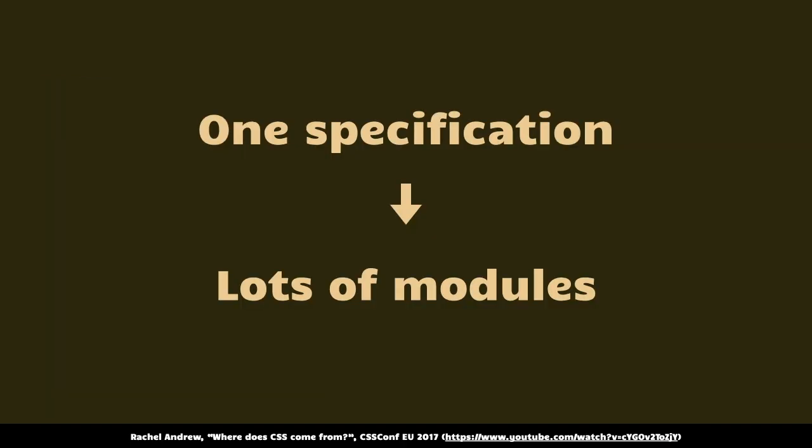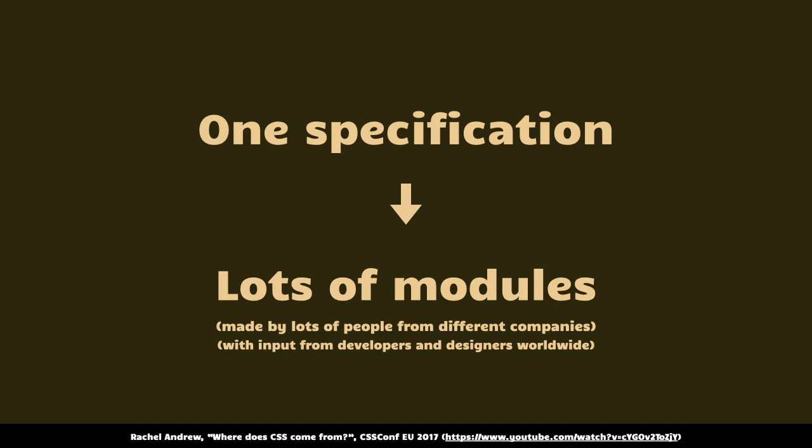Now CSS quickly developed, so where it was one specification in level 1 and 2, it became lots of different modules. So there were modules for each different part of CSS, like there is a module for grid layout and a separate one for flexbox. What changed as well is that a lot of different people joined from different companies, putting in their perspective. And there was the input from developers and designers worldwide, which is still the case.